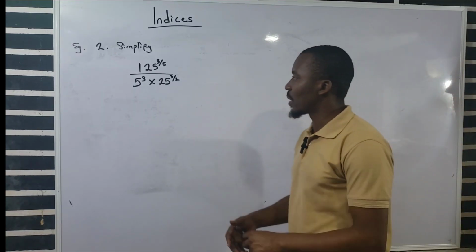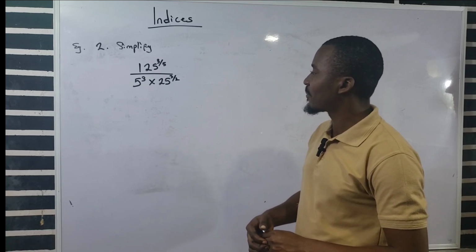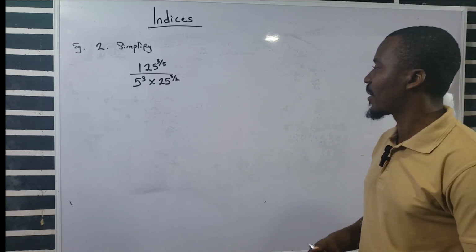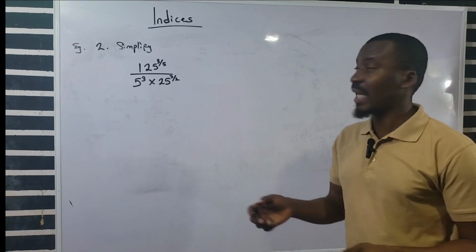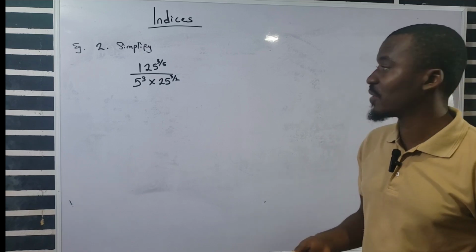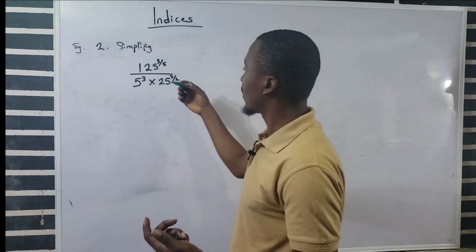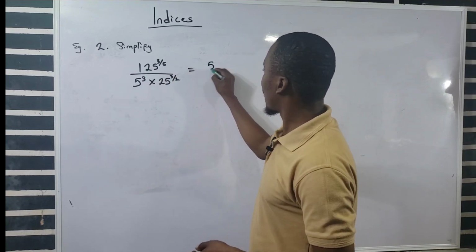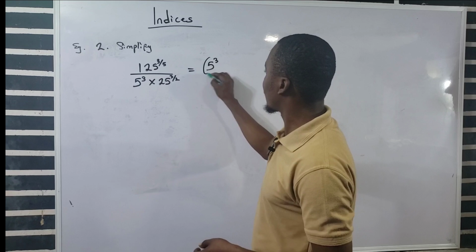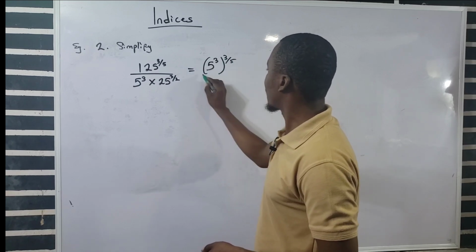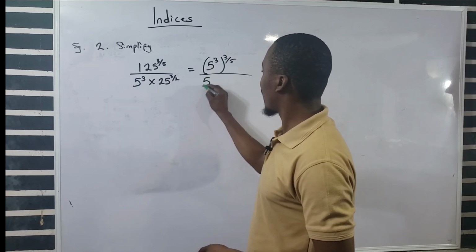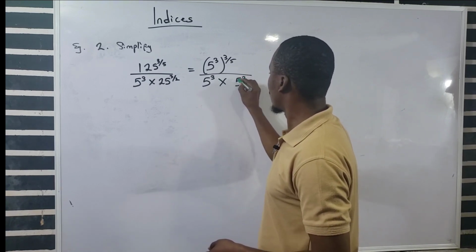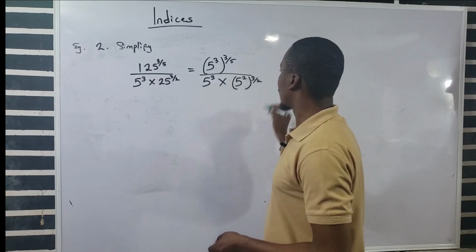Our next question is 125 raised to power 3 over 5, over 5 raised to power 3 times 25 raised to power 3 over 2. So, like I said before, express every number in its lowest base, then you simplify, applying laws of indices. So 125 is 5 raised to power 3, that will give us 5 raised to power 3 into 3 over 5, all over 5 raised to power 3 times 25, which is the same thing as 5 raised to power 2 into 3 over 2.